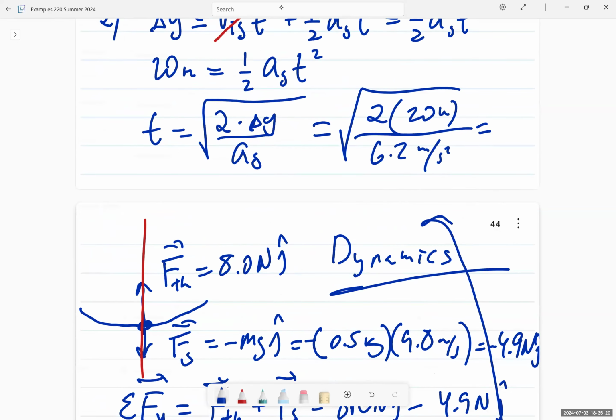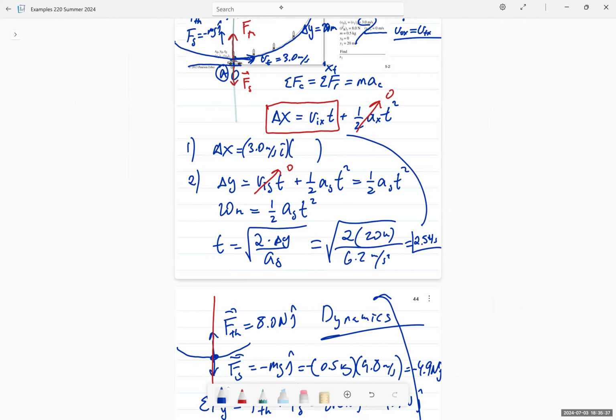Now that I have time, I can finally go back to this equation, or to that equation over here, and solve for the displacement on the horizontal, so 2.54 seconds. That means we can calculate delta x, which in this case is 7.6 meters. That means we have to launch this 7.6 meters away from the hoop in order for it to successfully go through the hoop.